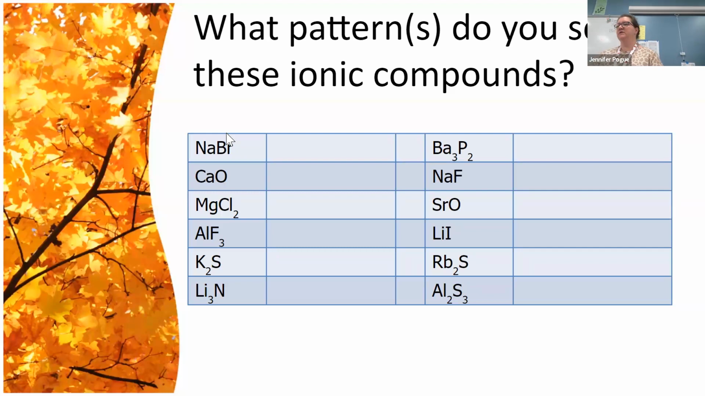I'm just making a list of what you're telling me. So we have a metal plus a non-metal. That's really important for ionic compounds. The metal is written first. Good observation. What else?